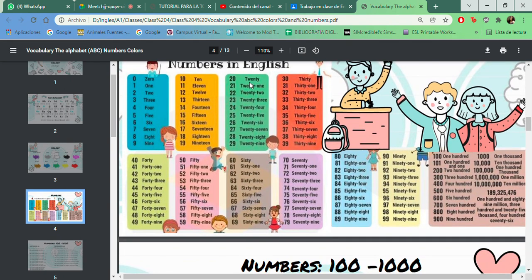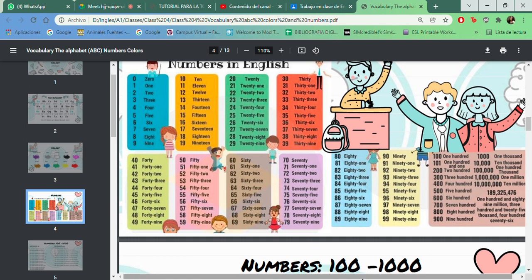So you know that this is 20, 30, 40, 50, 60, 70, 80, 90. Remember that this is, for example, 14. The stress is on the second syllable, la segunda sílaba, 14. Okay? 40 is this number. Can you see the difference? That is the difference. 40, 14. 50, 15. 60, 16. And so on.